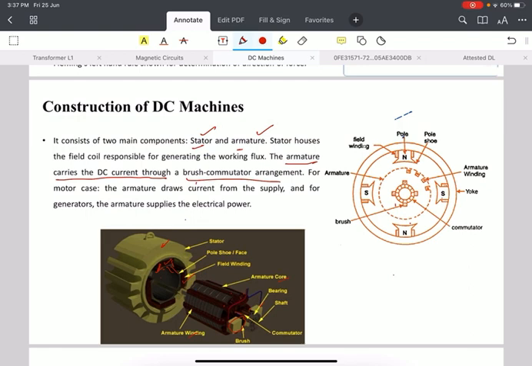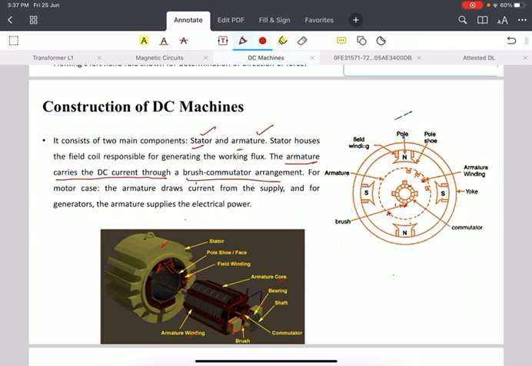We have the commutator, this is the commutator arrangement. We have the brush here, and we have these windings in the armature. One will be incoming, one will be outgoing. Similarly, we have multiple pairs of winding. This winding can be either lap wound or wave wound, which we will be discussing in the next class.